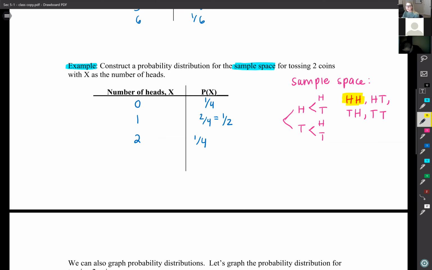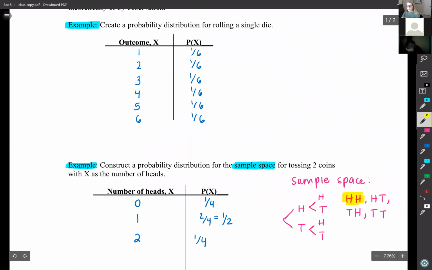So something to think about if you're asked to create a probability distribution, something like we did in these two examples, make sure that when you add everything up, you get 1. Because if you don't, there's something wrong there. And make sure that each probability is between 0 and 1. It's a nice requirement that can help you check your work when doing one of these.